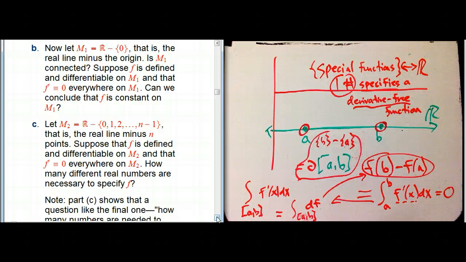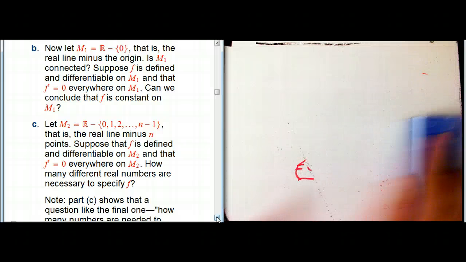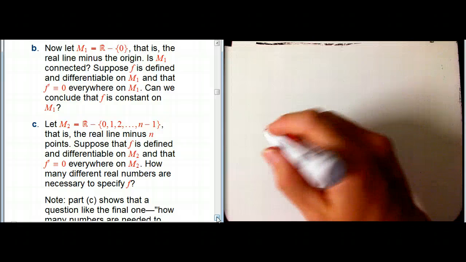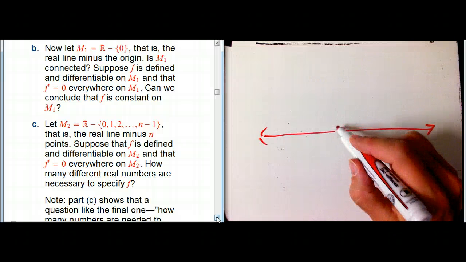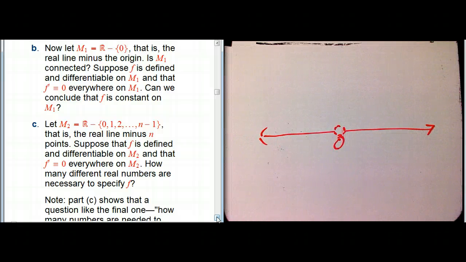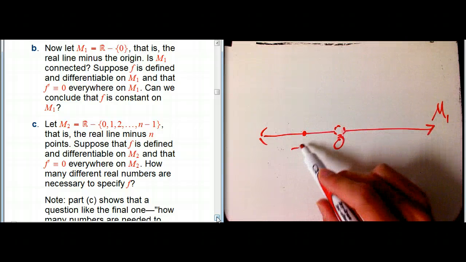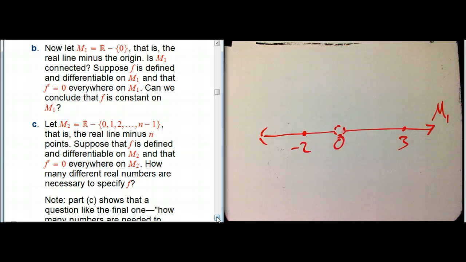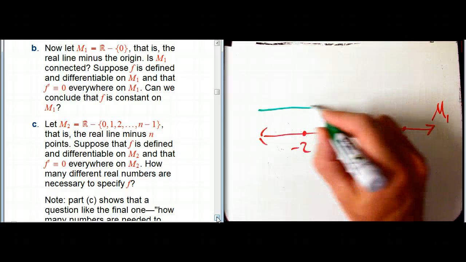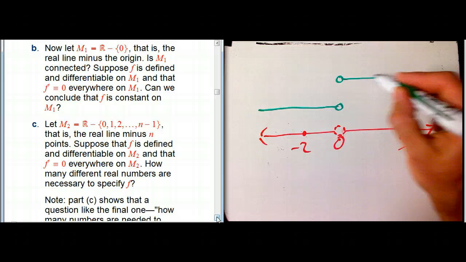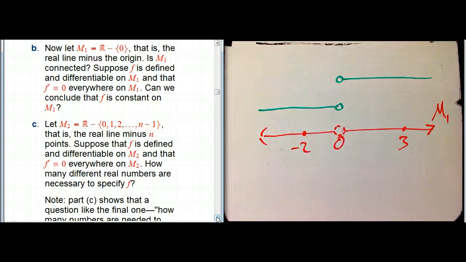Let's stay in one dimension, and let's look at the real line minus a point. Okay. So we've got the real line, and we're going to take the origin out. And so that's not part of our space anymore. So that's our M1. And is it connected? Absolutely not. I cannot draw a path that stays within my space from, say, -2 to 3, for example. Now, suppose f is defined and differentiable everywhere on M1, and that its derivative is 0. I know I'm not being consistent about my colors. I've never been good about that. So here's a function that's defined and derivative 0 everywhere on this space. It is not constant.